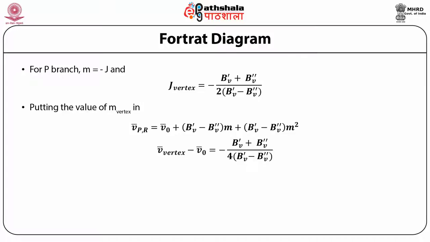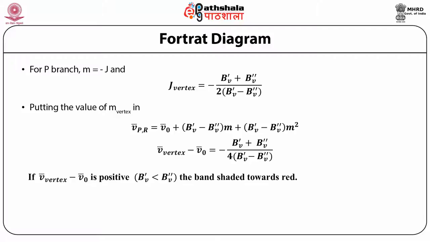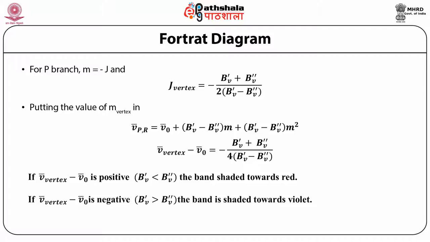Now, if the left hand side is positive, that means b nu prime is less than b nu double prime, the band is shaded towards red. And if it is negative, that means b nu prime is greater than b nu double prime, the band is shaded towards violet.